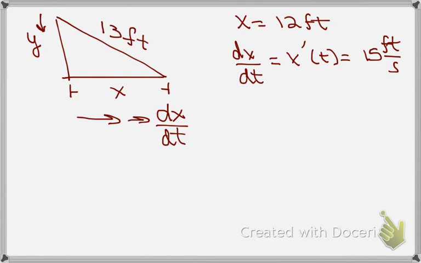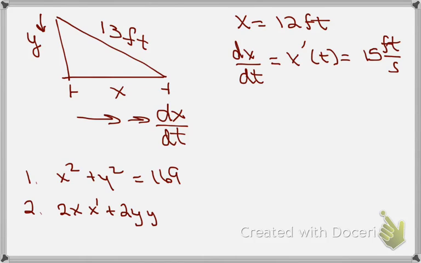Okay, so as you recall, the first thing we have to do is get an equation that relates the variables. So we know that x squared plus y squared is equal to 169, because that's 13 squared. The second thing we need is an equation that relates the rates. We remember that both x and y are functions of t, so I'm going to have to use implicit differentiation. So I get 2x x prime plus 2y y prime, because I get a dx/dt and a dy/dt term, is equal to the derivative of 169, which is 0.